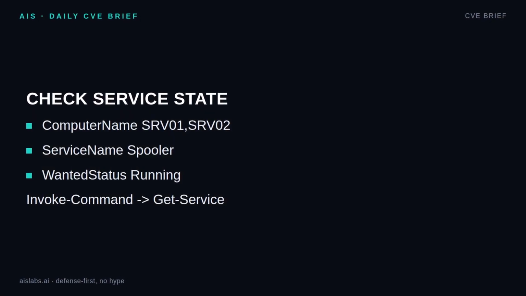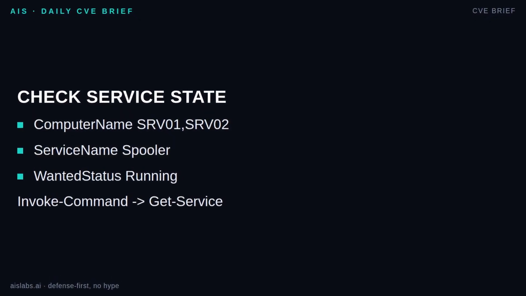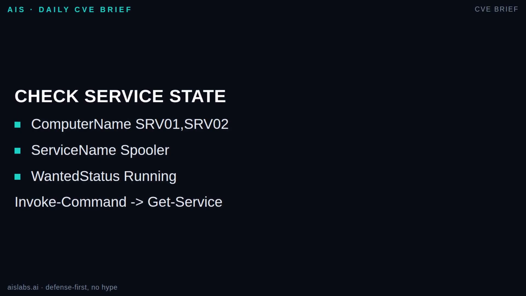Take a real help desk escalation. After a print incident, management asks which servers still have the print spooler running. Do not edit the script per server. Write CheckServiceState.ps1 with 3 parameters. ComputerName is mandatory and typed as string array. ServiceName has a ValidateSet of Spooler, WinRM, and W32Time, with a default of Spooler. WantedStatus has a ValidateSet of Running and Stopped, with a default of Running.